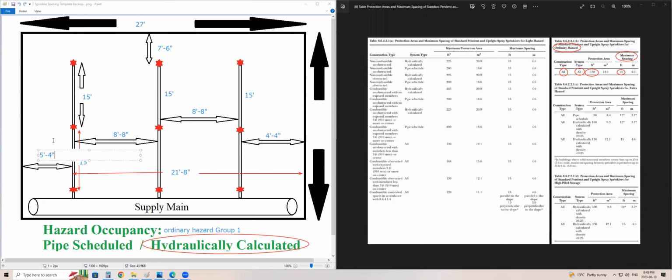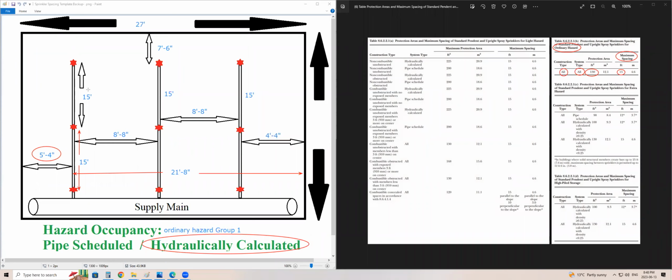5'4". And here's my question. Did we install this properly? Do we still have 130 square foot coverage? And the answer is no, we do not.